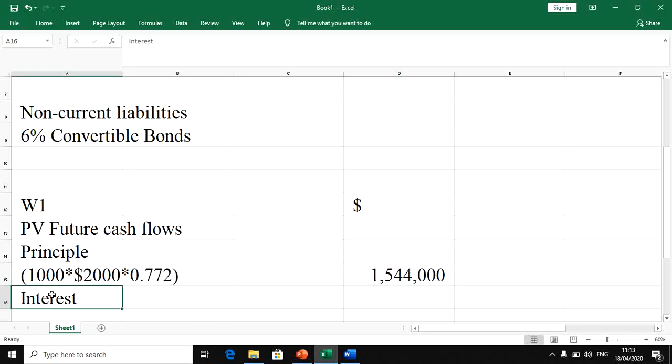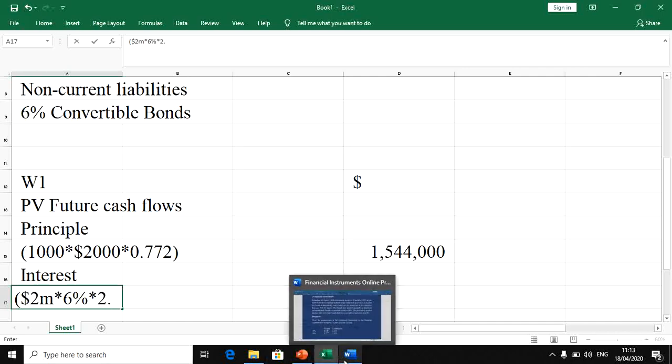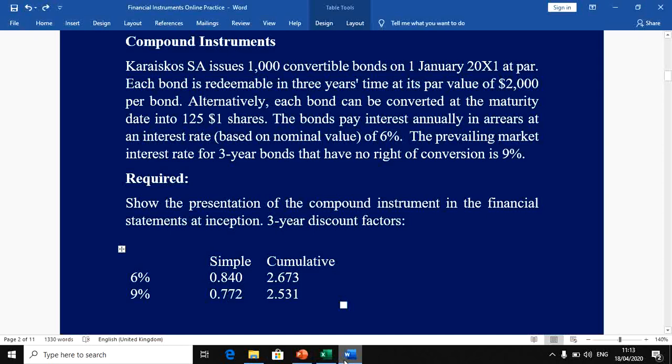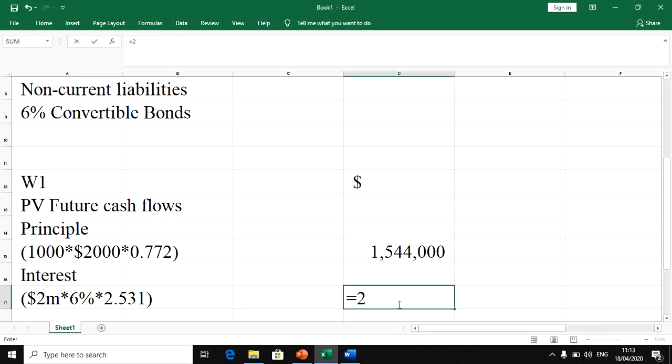All right, and then we go down, we say we also have to discount our interest. So we are dealing with 2 million already. I hope you remember where the 2 million is coming from. And I multiply that by 6%. I'll just write that one for you. And then we now use the cumulative discount factor for year 3 again, which was given, which is 2.531. I hope that you can see that. Again, we do some work. What do we have? I'd like to just do this one.